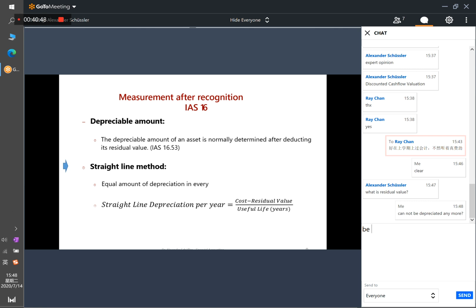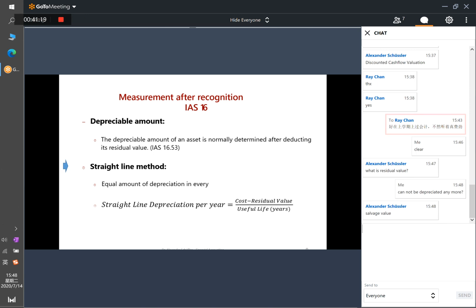Yeah, Liang, it cannot be depreciated anymore. That's correct, because it's essentially the amount you get at the end when you sell the asset. So it's kind of like the salvage value. The residual value is the value at the end of the useful life, also called salvage value.